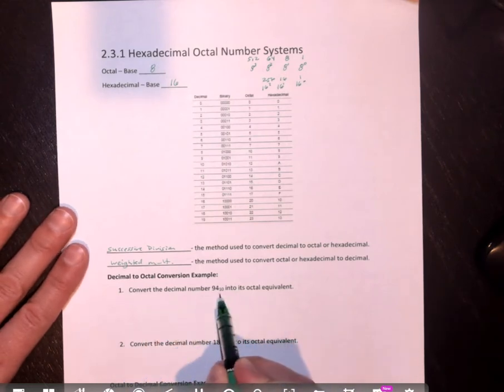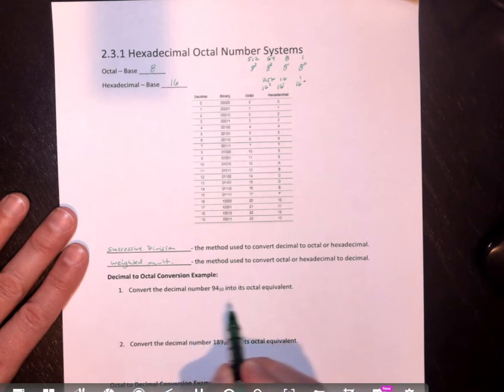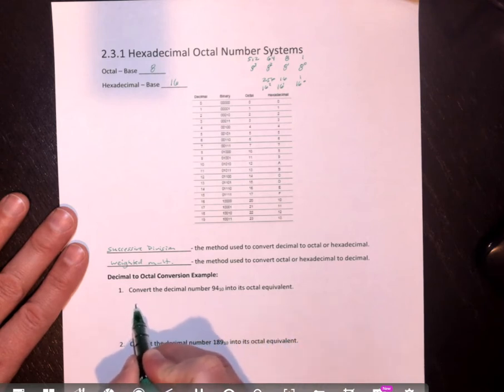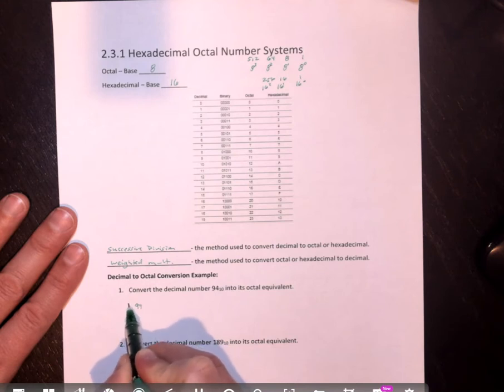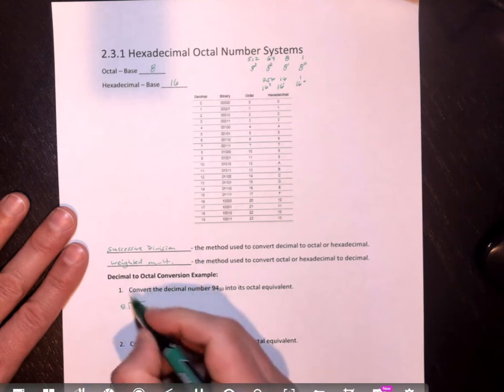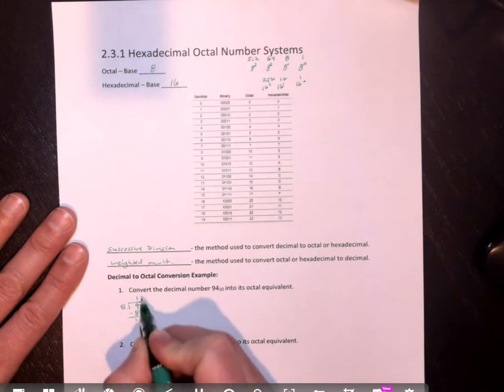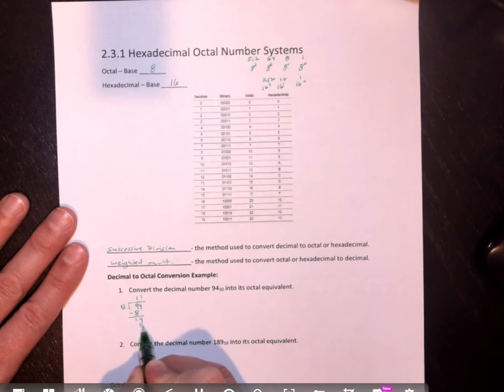Converting the decimal number 94 base 10 to its octal equivalent, we're going to use successive division. Because we're going to octal, we take 94 and divide it by 8, since we're going to a base 8 number. How many times does 8 go into 9? Once. Just think regular subtraction. We subtract and bring down the 4. 8 goes into 14 one time. We subtract, leaving a remainder of 6. We're not going to put a decimal and start bringing down zeros.